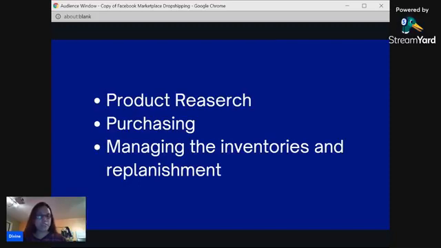And number two, purchasing. So we have VAs that do product research, and then later on they buy those deals online. And then managing the inventories and replenishment. So that's the complete package of an arbitrage VA. So why is there no order fulfillment and no customer service? Because what we do in arbitrage is FBA.